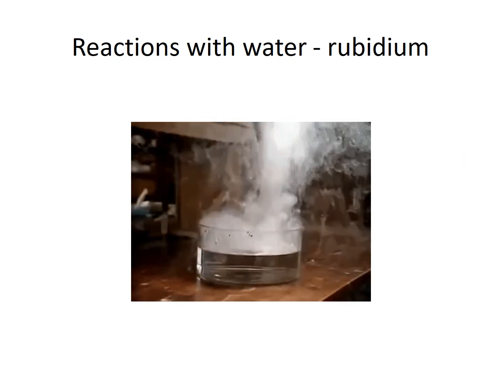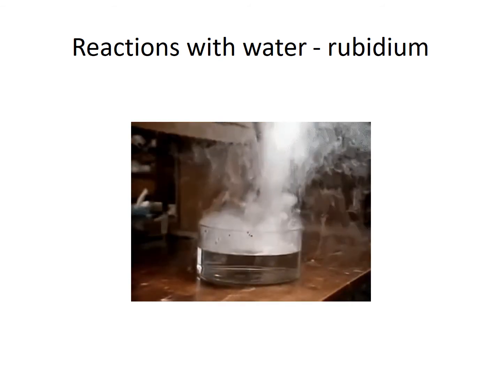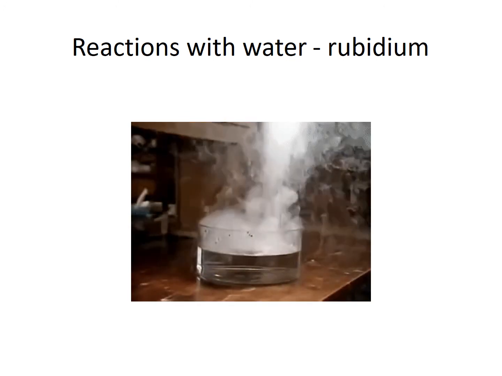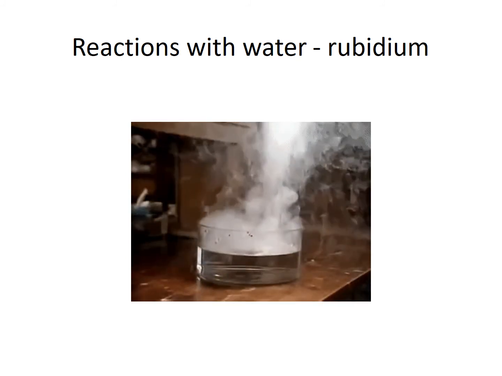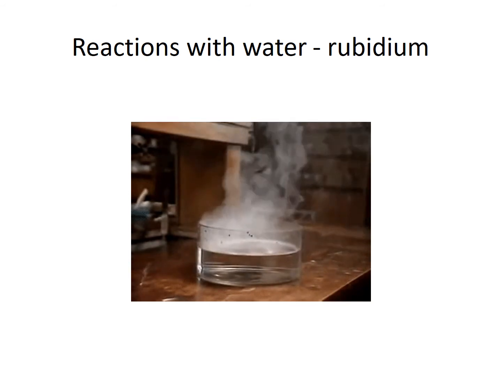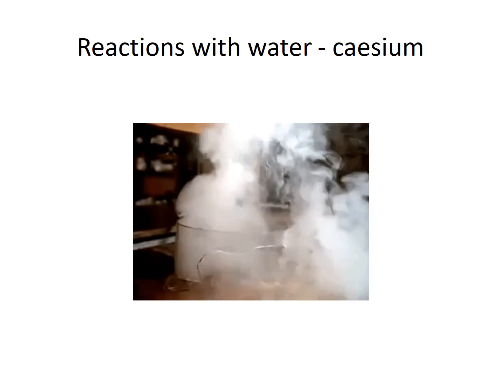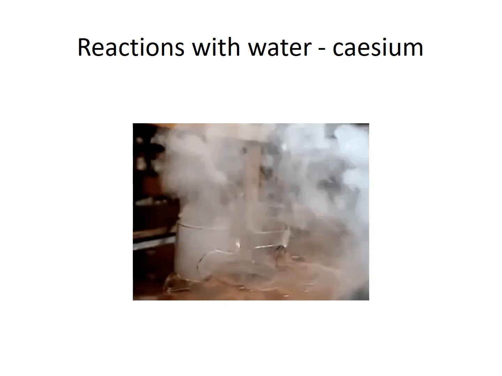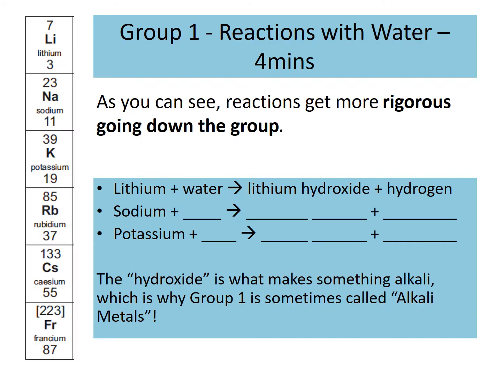Going further down the group, you can see with the rubidium, this reaction is extremely rigorous. Just putting the rubidium in the water, it reacts almost straight away. Then if we go further down the group with cesium, the trend continues. The reactions get more and more rigorous until eventually, if you put a small piece of cesium into water, the reaction is so rigorous that it actually breaks the container, as you can see in this example. So we've got a general trend that we can notice in the reactions of these group 1 metals with water.